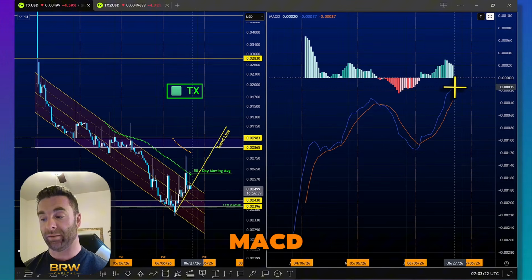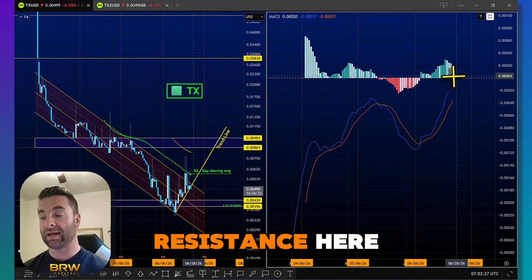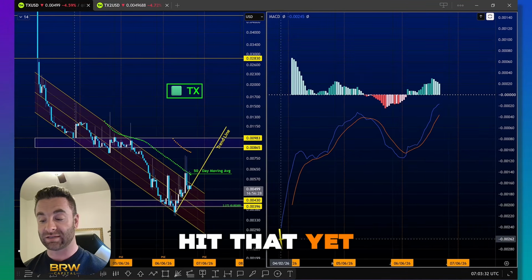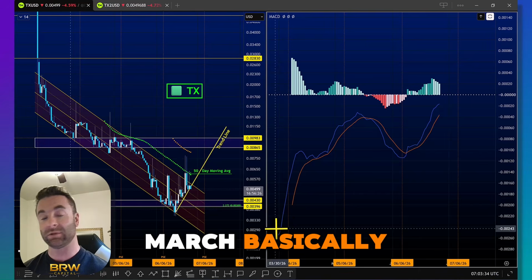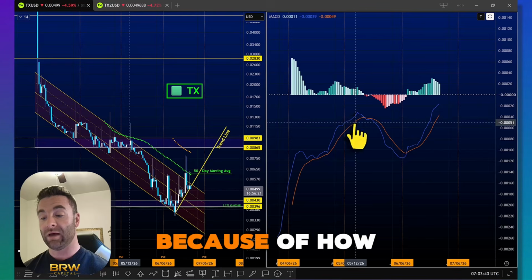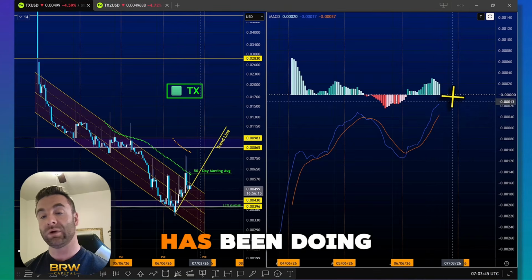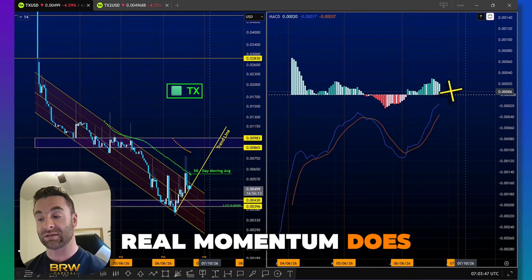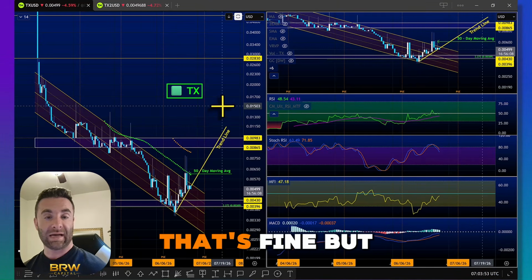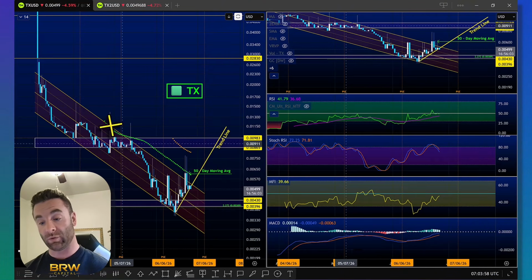Now, if you look at the MACD has been trending up. And now we're actually about to hit an important area of resistance here, right at the midline, and we haven't been able to hit that yet. So as you can tell, since March, basically, well, April, because it takes some time to generate that, it's been taking a very long time because of how undervalued it's been, but that trend has been moving the opposite of what price action has been doing. And then the real momentum does start once we break this midline. Okay, so there's things we still have to wait for. That's fine, but TX price action is still looking pretty good relative to the entire market.